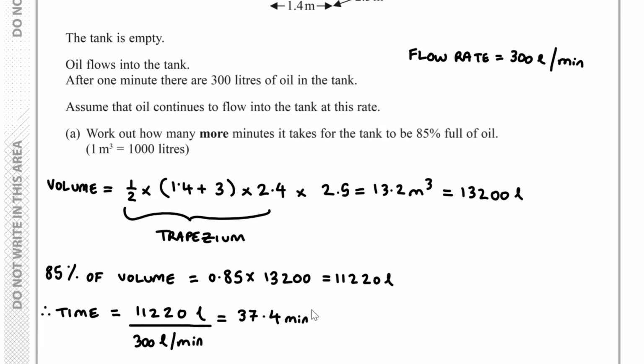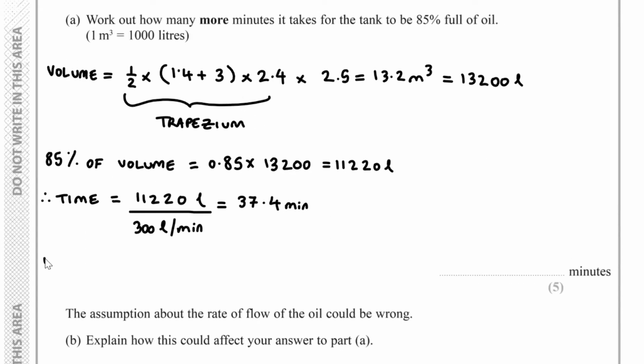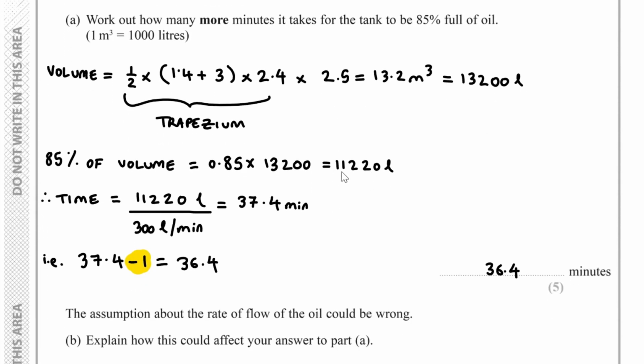Okay, so we've got 37.4 minutes. So this is the time taken to fill 11220 liters, and therefore, because 1 minute has already been spent filling 300 liters, we've got 37.4 take away 1, which is 36.4. So we've got 36.4 minutes, because we know already it takes 1 minute to fill 300 liters, and we're questioning how many more minutes it takes to fill the tank to this amount here.